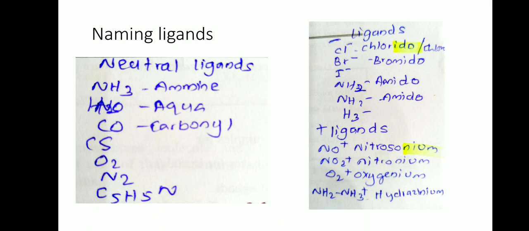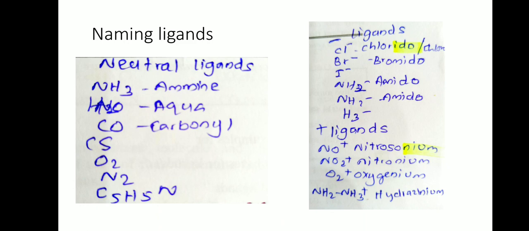Then we come to naming ligands. So this one we have already named, but there is a small rule for you to understand here also. If it is a neutral ligand, there is no change in the name. You just have to name it as it is. For an example, NH3 we name as amine. H2O we name as aqua. CO we name as carbonyl.